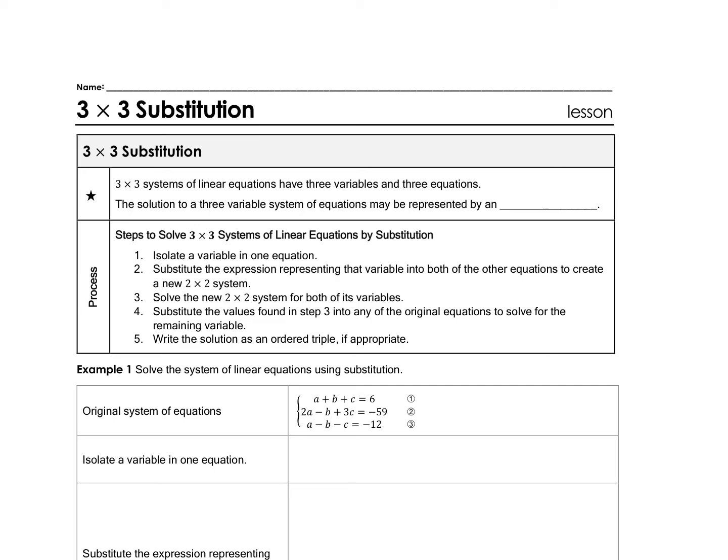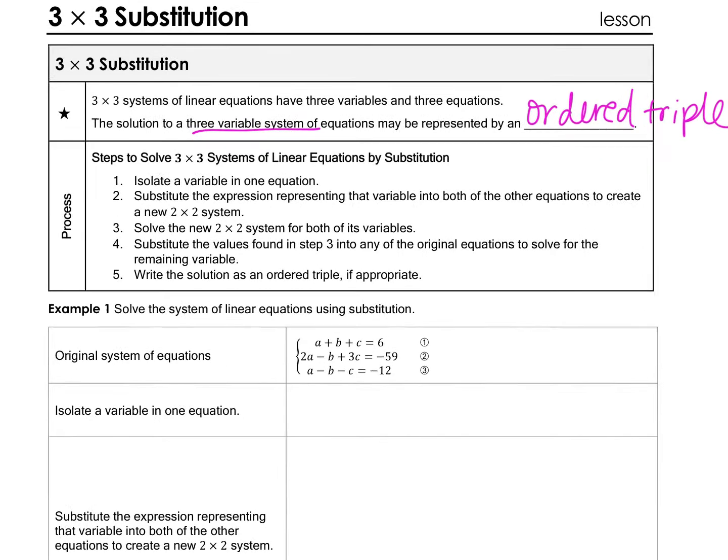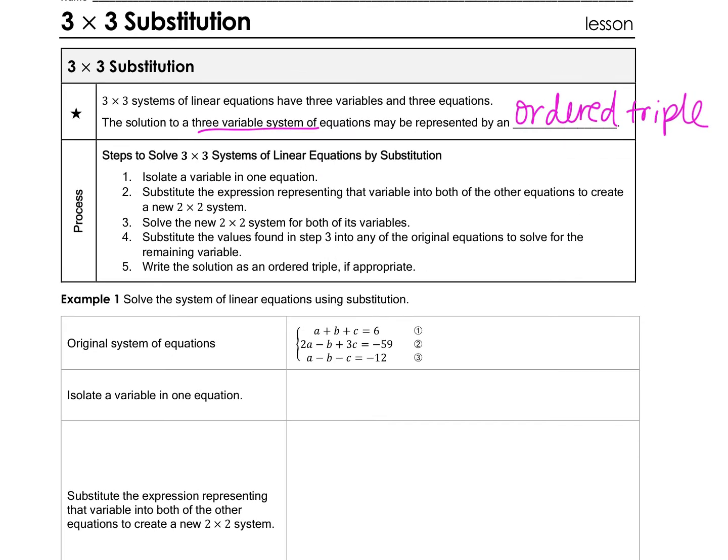Okay, so in this lesson, we're going to continue with solving systems, but instead of it being a 2x2, it's going to be a 3x3. A 3x3 system of equations has 3 variables and 3 equations. So the solution to a 3-variable system may be represented by, instead of an ordered pair, an ordered triple, because there are 3 values. These are a little more challenging, but we're going to be solving today.